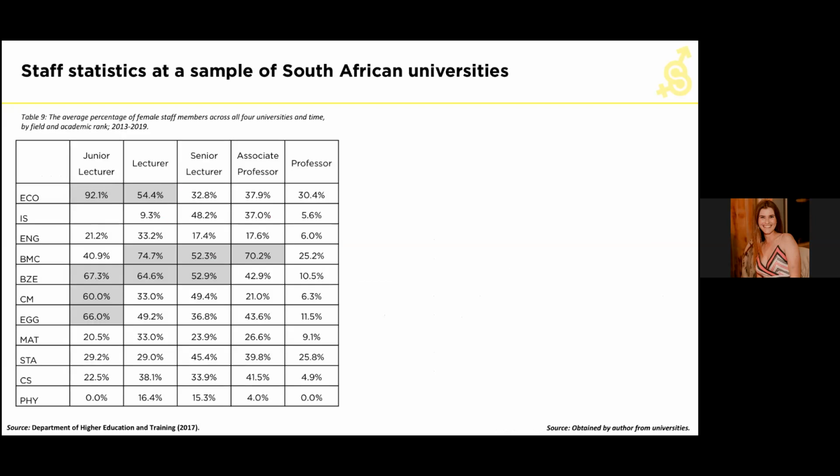I looked at the same statistics, but for the 4 universities that were in my sample. However, I broke it down further into the percentage proportion of females in each academic rank per department. So we can see here in table 9 that the percentage of female academic staff members displays combined averages for all 4 universities across the time period 2013 to 2019, and is broken down by subject and academic rank. The shaded cells show where there are 50% or more females working in that department and rank.